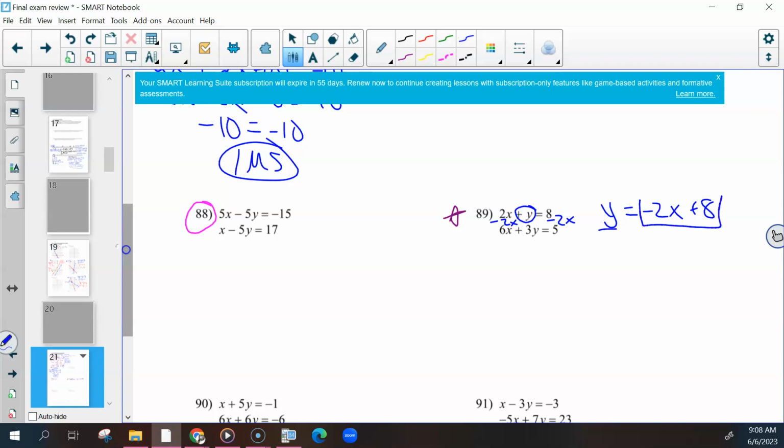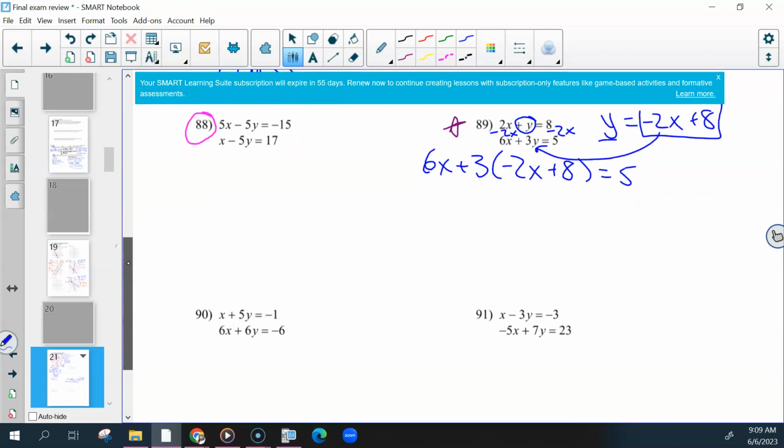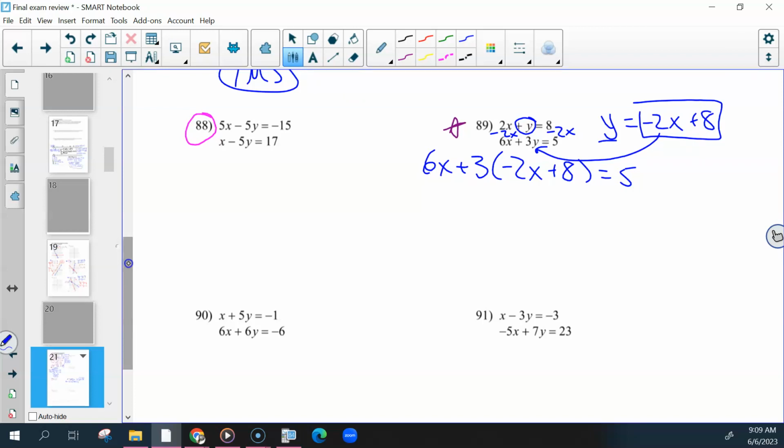Then you can take that expression and put it into the other equation. It's important that you put it into the other one, not the same one, because then your variable will cancel. And rewrite it. And then start to solve that. So distribute the 3.